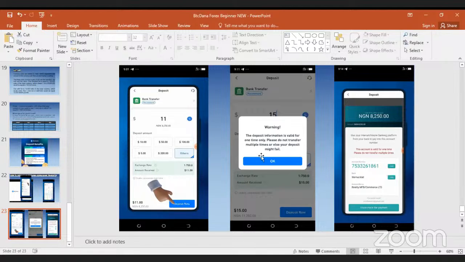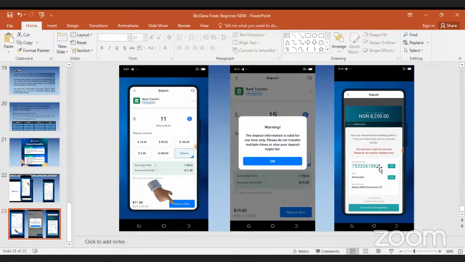When you click on deposit, it's going to bring out this warning for you. What this warning means is that the account details they're going to generate for you will last only for 30 minutes. I know some of us like to keep an account, thinking I'm going to use it later, so let me keep it. BtcDana doesn't want you to keep their account. So whenever you want to make a fresh deposit, always restart the process from the beginning.